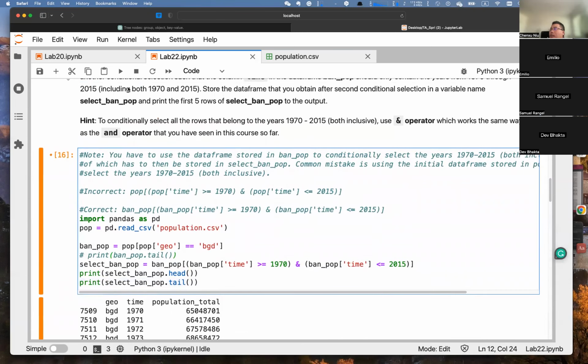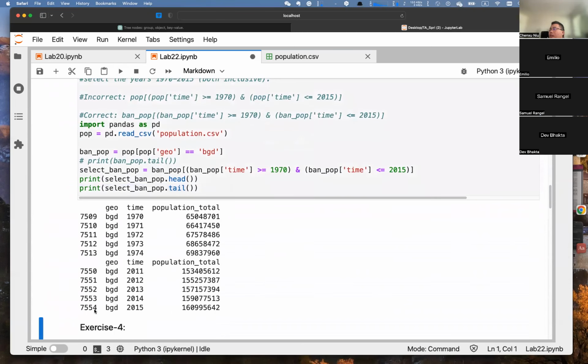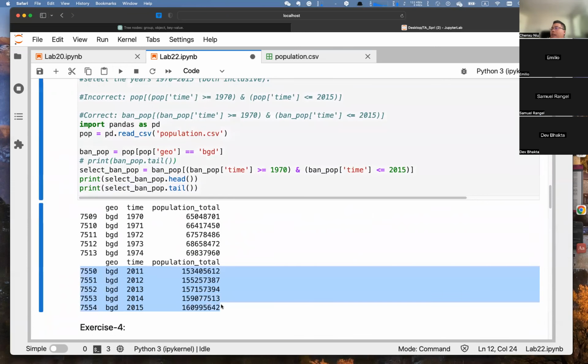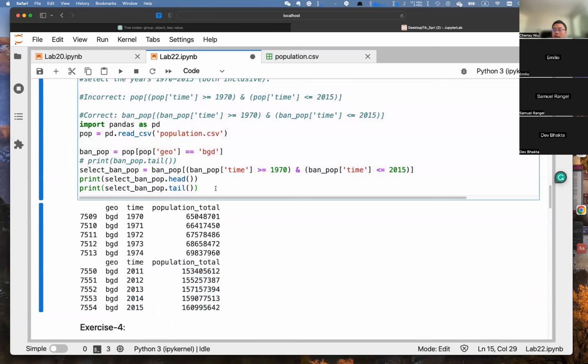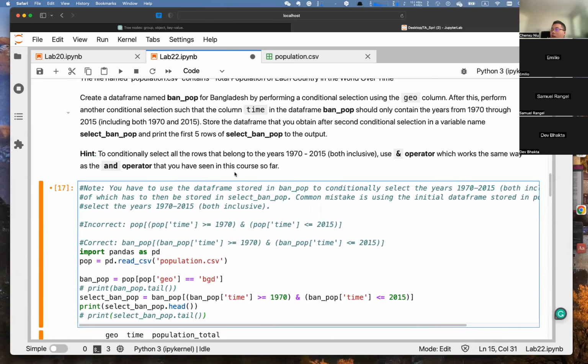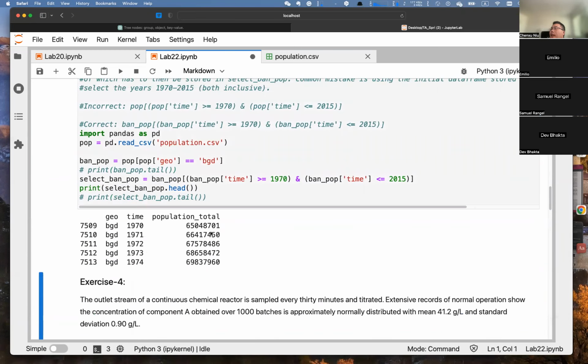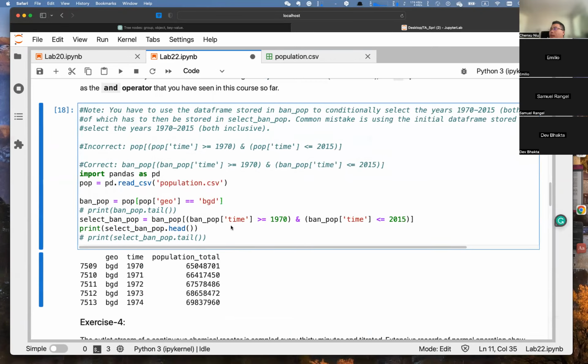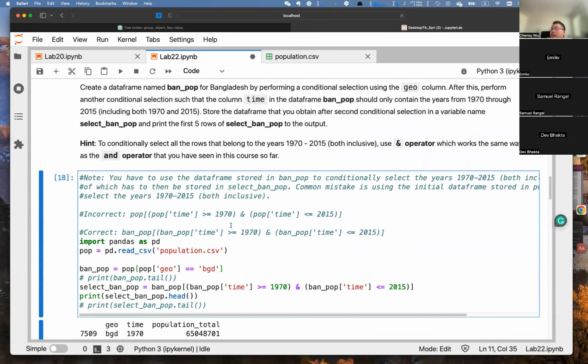So let's check out. Yeah, so you see last 5, so it would be 2011 to 2015. It's correct, right? It's right. It's the right code. Okay, so it's about the third exercise. Okay, so any questions so far?